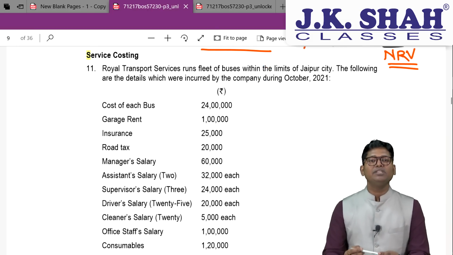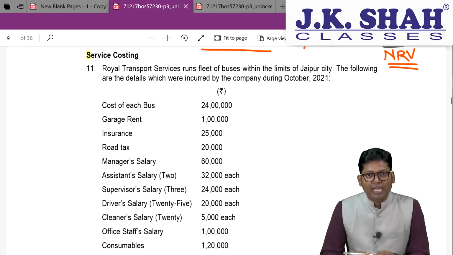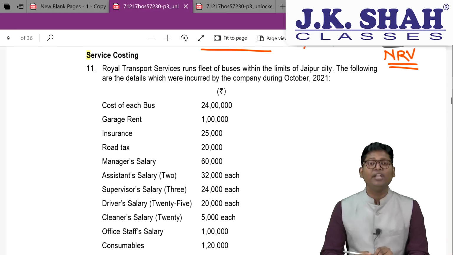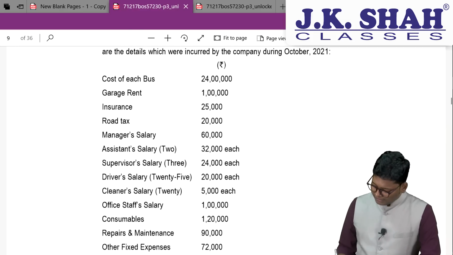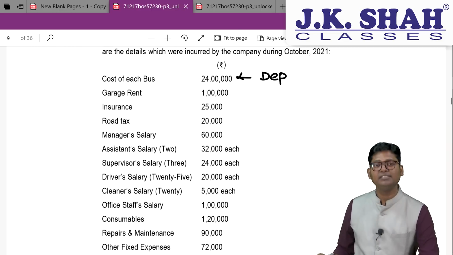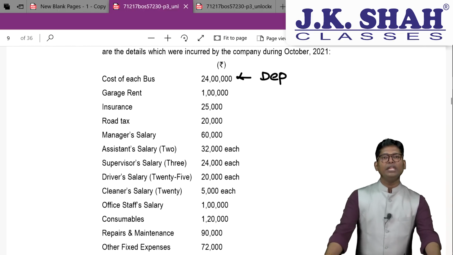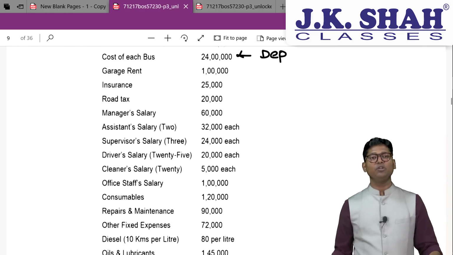Royal Transport Services runs a fleet of buses within the limits of Jaipur city. The following are the details incurred by the company during October 2021. So October 2021 details are available. Cost of bus is given. By using the cost of bus, the only expense you calculate is depreciation. So depreciation is to be computed using this. Garage rent is given. Insurance is given. This is the information on a monthly basis. Road tax is given.